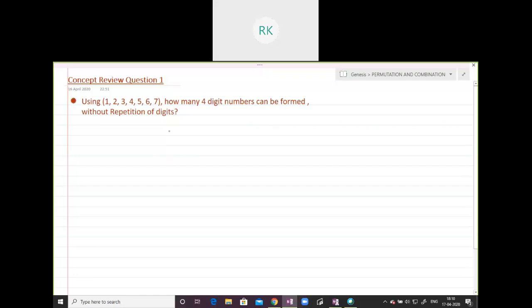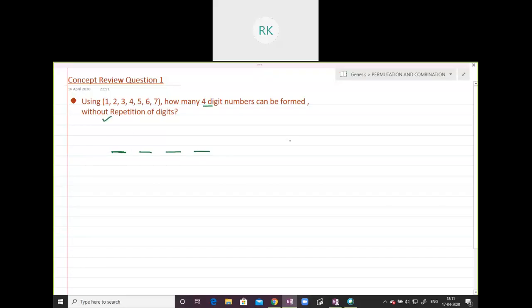So I am solving it using the fundamental counting principle. How many numbers do I need? I need a four digit number. So I'll create position one, two, three, four, right? And there is no condition at all. The condition is without repetition. It means I should not repeat the digits.